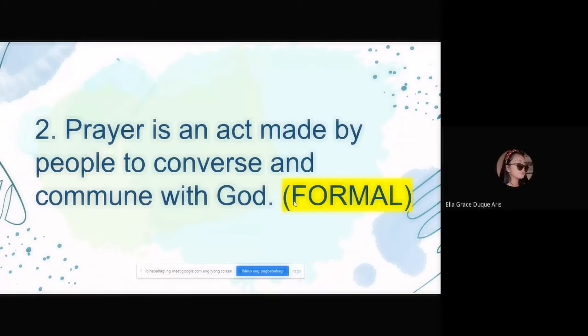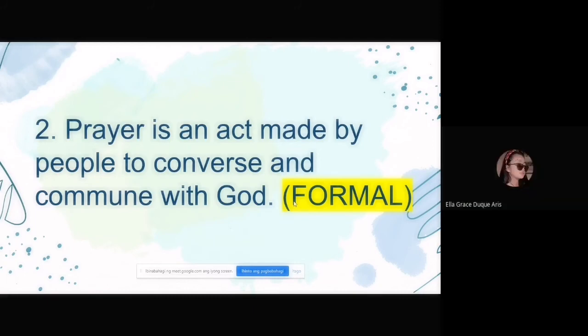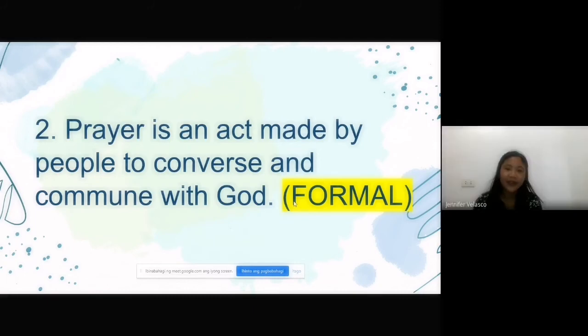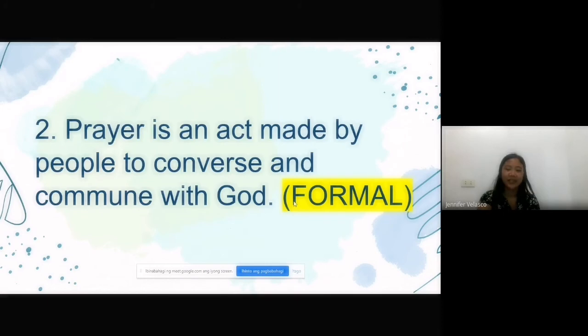For the prayer, what is the term? Prayer, po. Okay, what is the class? An act, po. Okay, and the rest is what you call? Differentia. Very good. Let's proceed with number three.